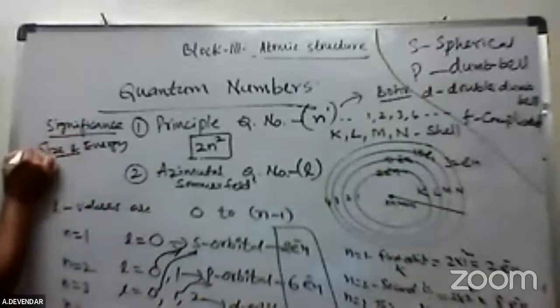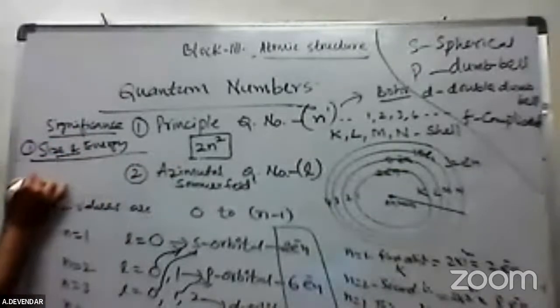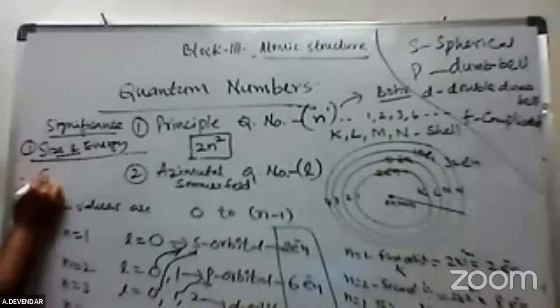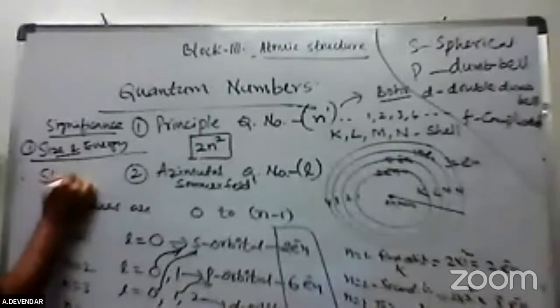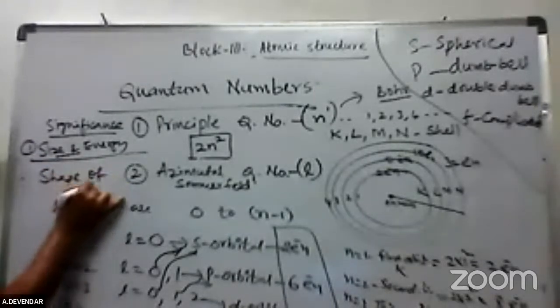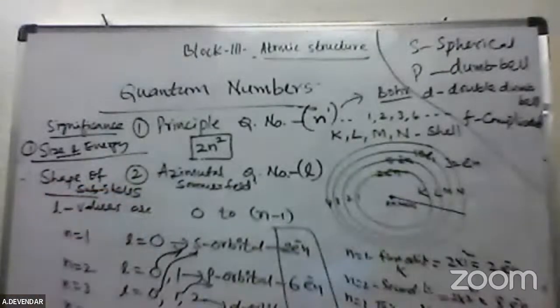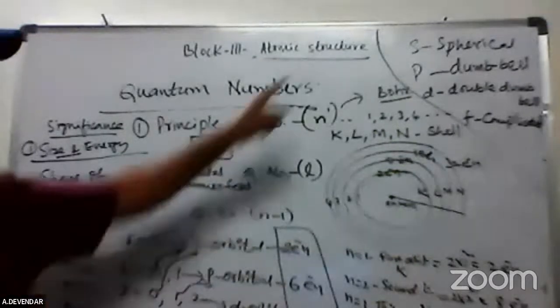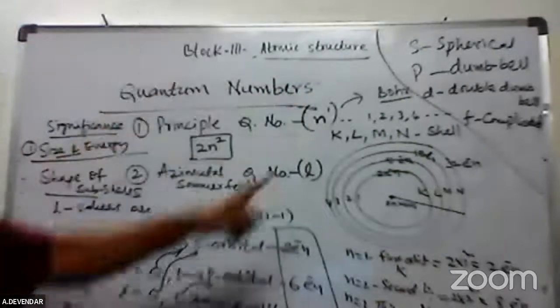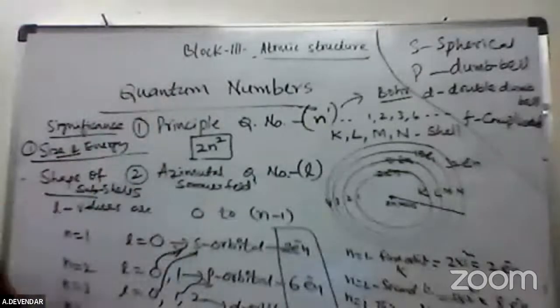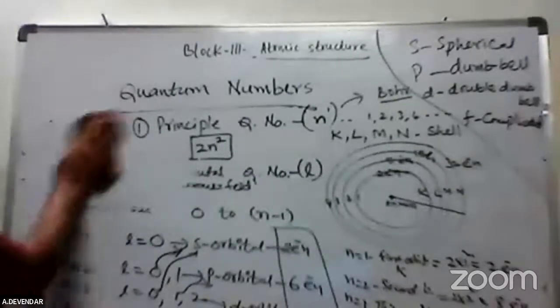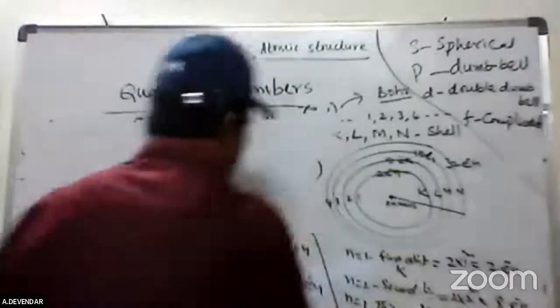So the shape is also explained by the azimuthal quantum number. So this is the significance. This is the first, this is the second. The significance is the size and shape of the orbitals, the shape of the subshells. That means the S orbital is spherical, the P orbital is dumbbell, the D orbital is double dumbbell, and the F orbital is complicated. Now we'll go to the third quantum number, that is the magnetic quantum number.